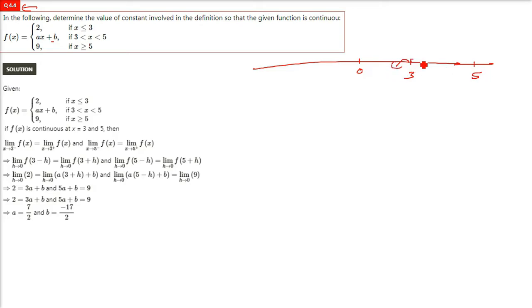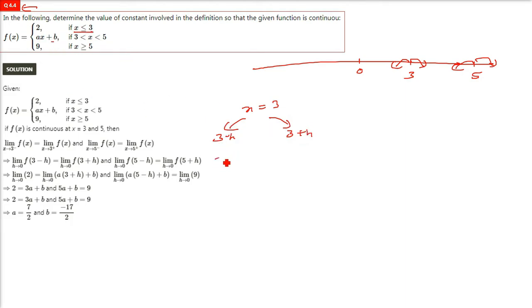So for 3, LHL and RHL, that is the left hand side, right hand side. Similarly for 5 also LHL and RHL. And we'll get some equation. We are going to solve that equation. So let us start with x equals 3. And we have to put 3 minus h for LHL, and then 3 plus h on the RHL. Similarly for 5 also we'll do that thing. But let us complete this 3 first.